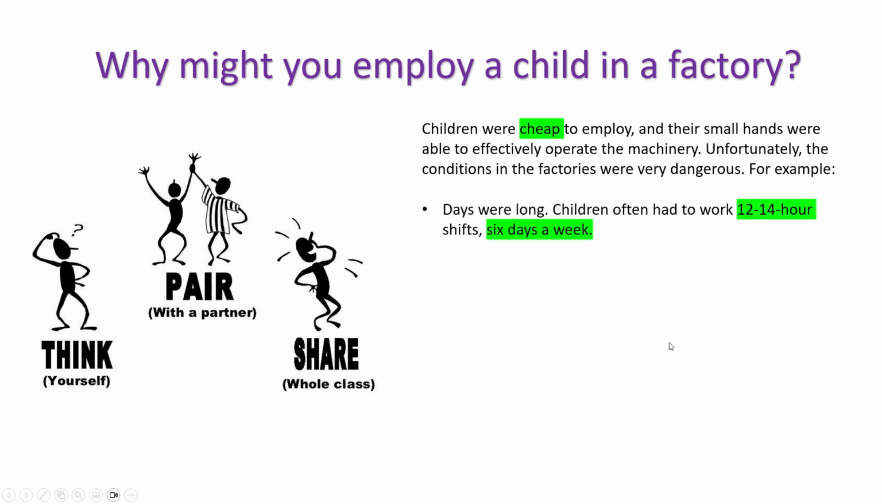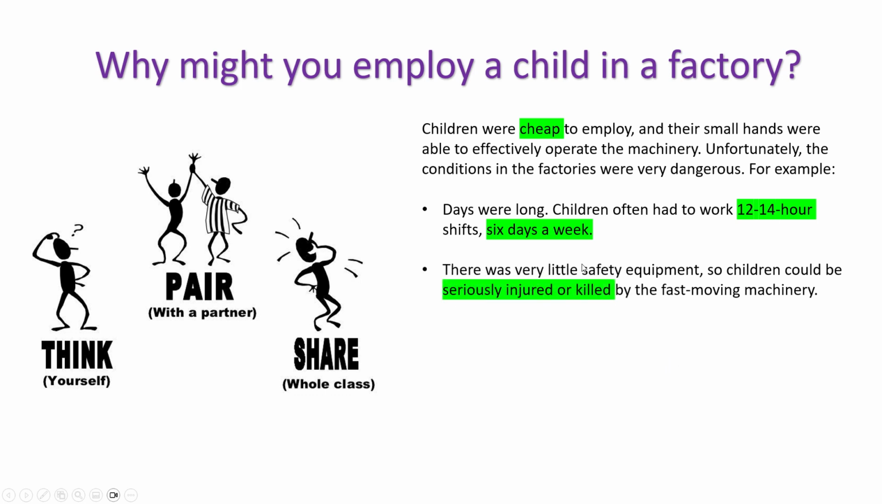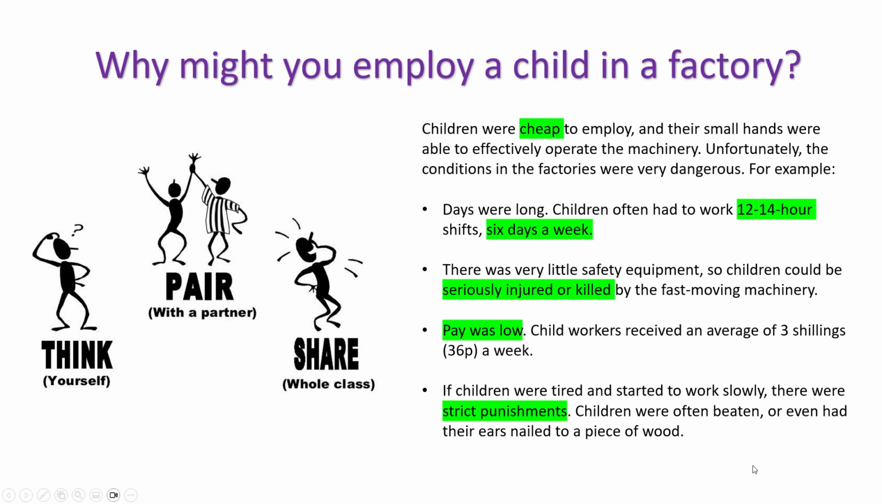Children worked 12 to 14-hour shifts 6 days a week. We also have a second point: there was very little safety equipment, so they're seriously injured or they're killed by machinery. Their pay is low, they earn 36p a week, and children are tired and start to work slowly, so their masters are very strict and they beat them, or they had their ears nailed to pieces of wood, and so on and so on. So we've got this horrific picture of effectively slave labour.